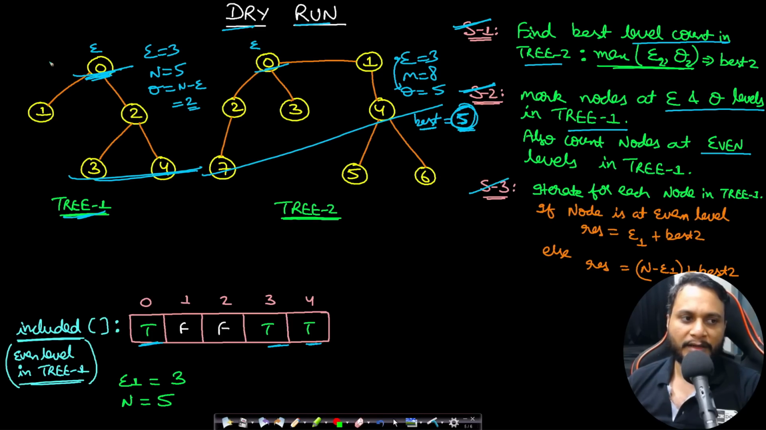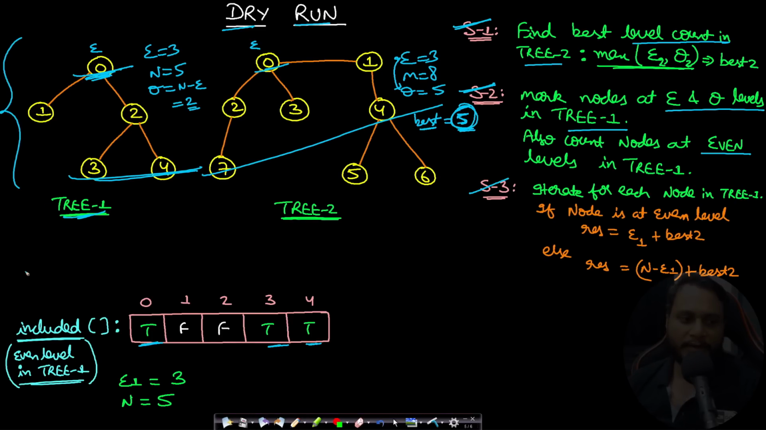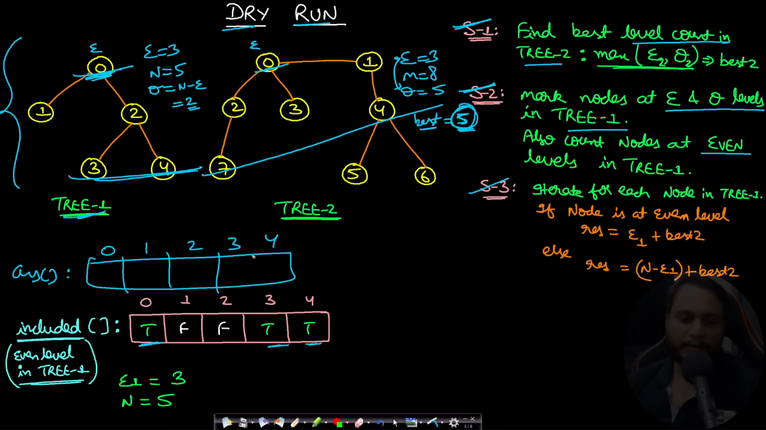Step number 3: we need to iterate over all the nodes in tree 1 and try to build the answer. So what will be the length of the answer? It is going to be the number of nodes in tree 1. For this node 0, how will we calculate the answer? We will see if this node 0 is at even level. Yes, it is at even level, so I can get the even level count 3. So 3 will be added to the best option, because I will connect optimally to one of the nodes in tree 2 so that I get the best count. I don't care where I connect, so I can just add the best option and it will give 8, and 8 will be the answer.